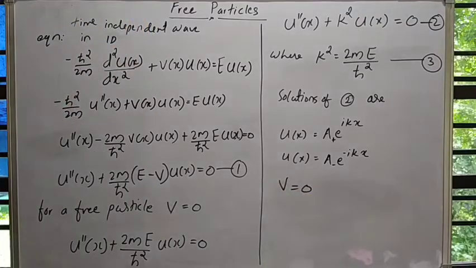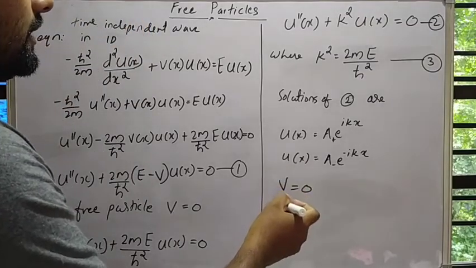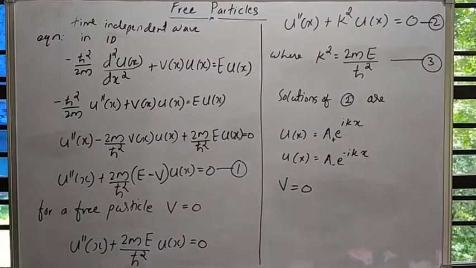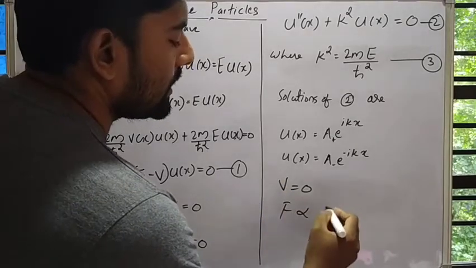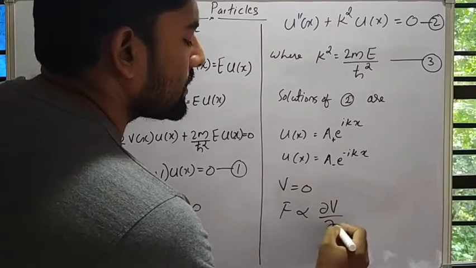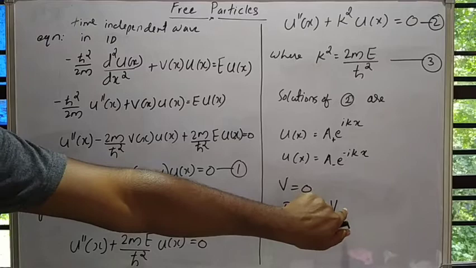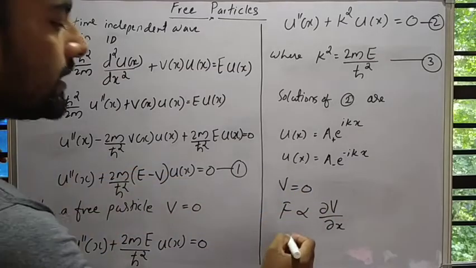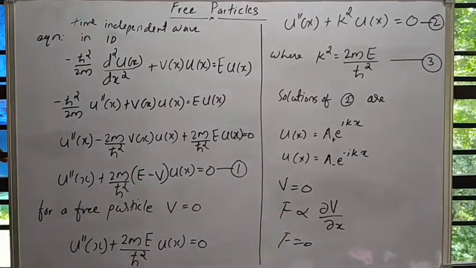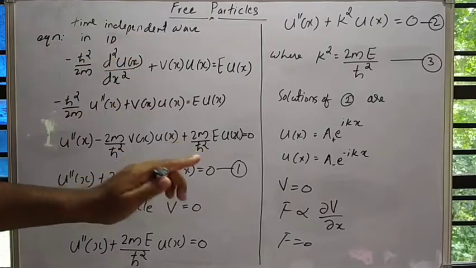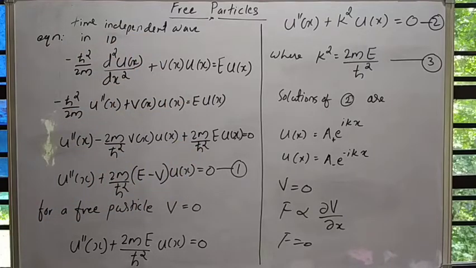Okay, and that means a particle is moving in a force-free region. We know force is proportional to the change in potential with respect to the position, and if the potential V is a constant, then we will get F equal to 0. That means a particle is moving in a force-free region.